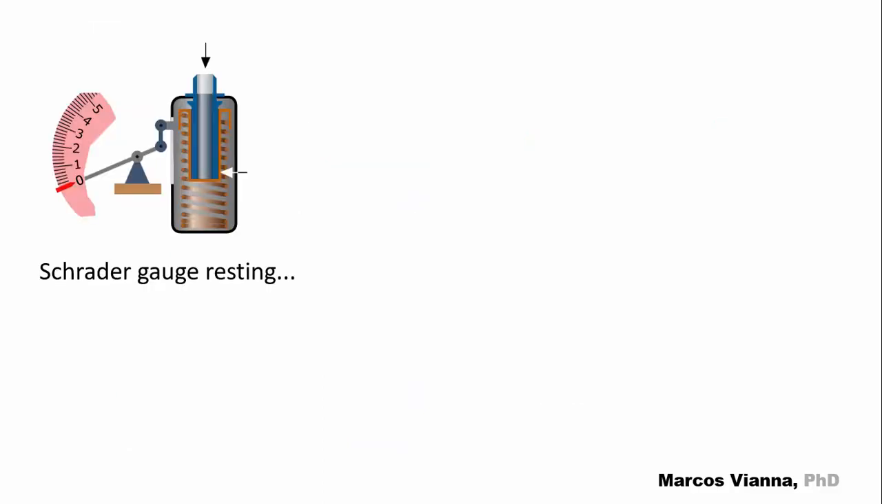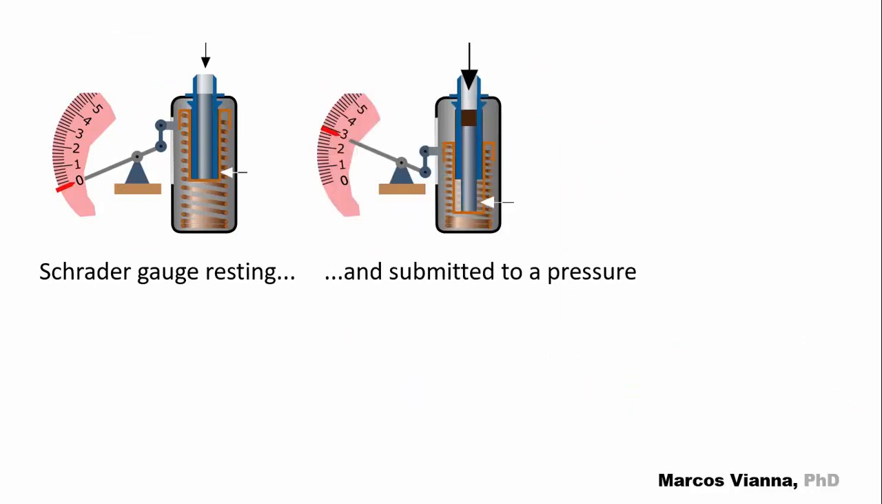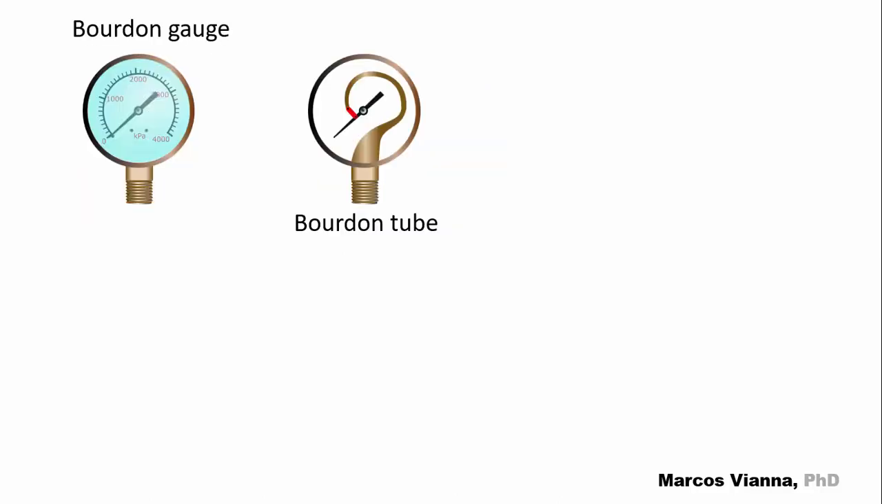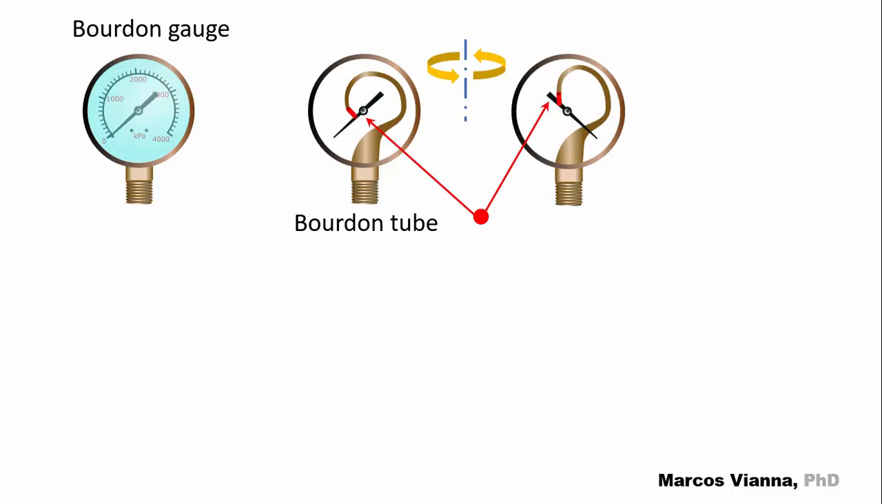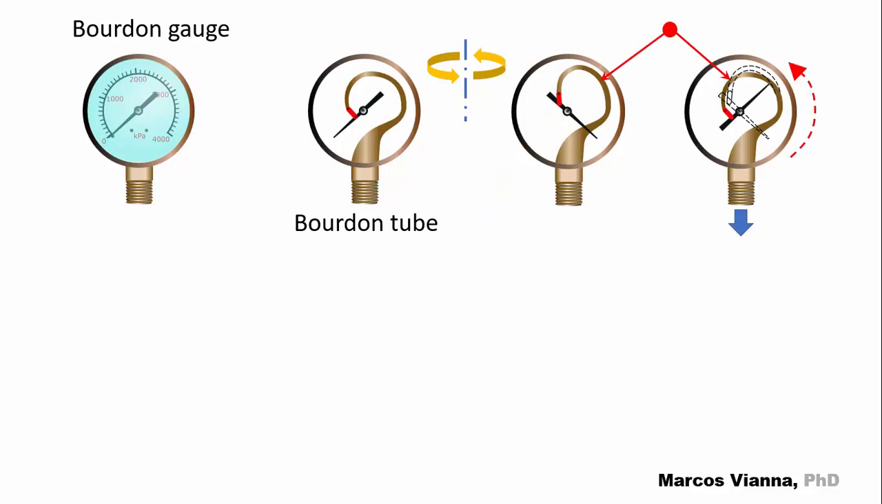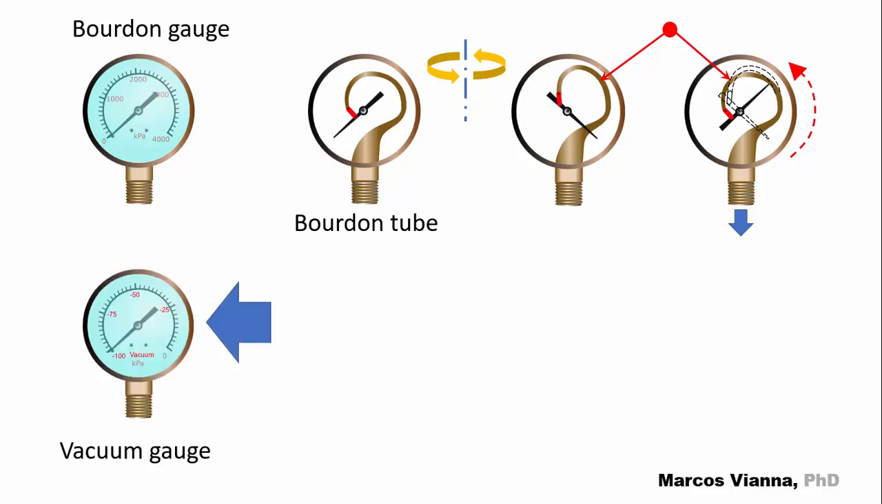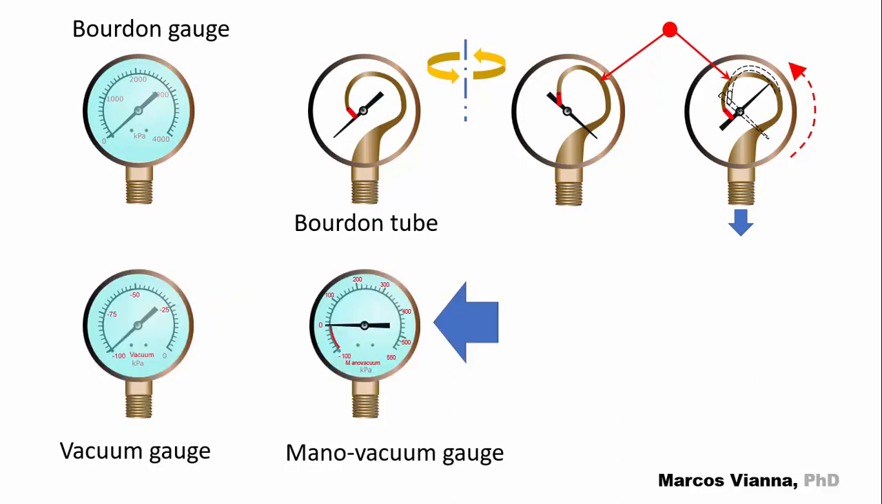But, as we said, there are other types. Here is a Schrader gauge resting and submitted to a pressure. Now, take a look at this Bourdon gauge. Let's change the position of its pointer. Now, if we apply a negative pressure to the Bourdon tube, it will contract and push the pointer upward. That's how we make a vacuum gauge. Of course, we can set the pointer to an intermediary position and build a mano-vacuum gauge.